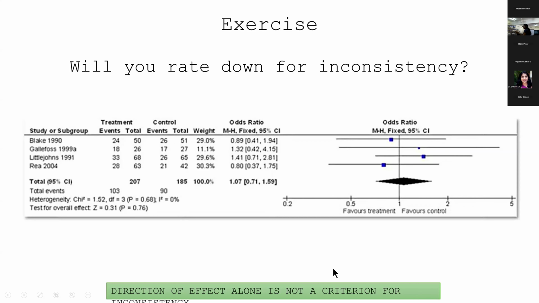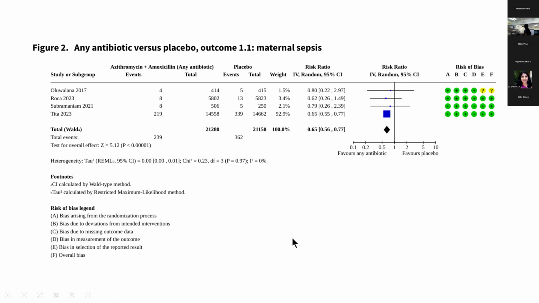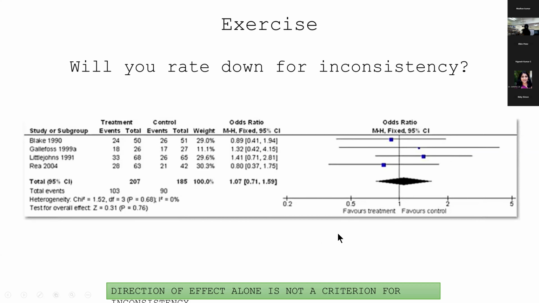So the important thing to notice is that direction of the effect alone is not a criterion for inconsistency. But here there is a caveat. If you notice, all the studies are actually very small. So if the studies are small, automatically the confidence interval will become large. So that's one thing to keep in mind when you're interpreting the results. So I wouldn't rate this down for inconsistency.